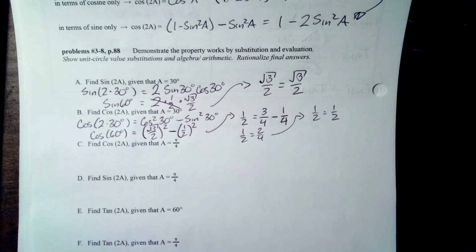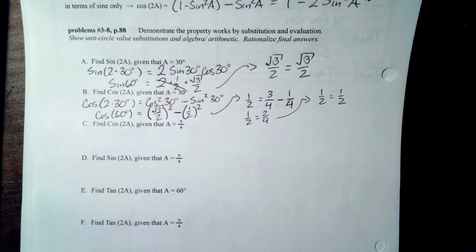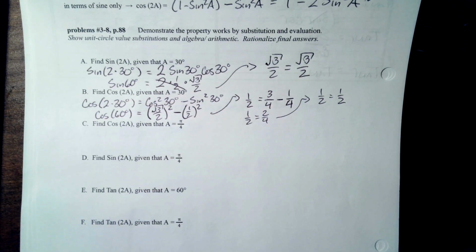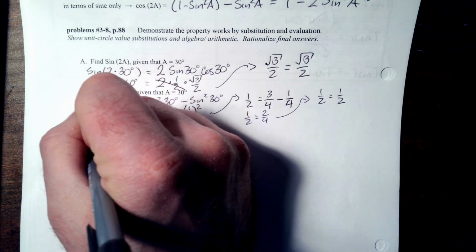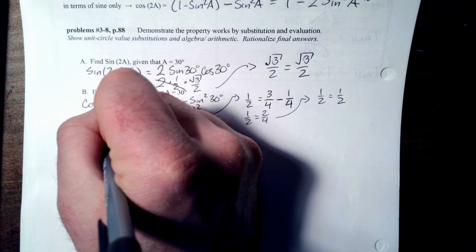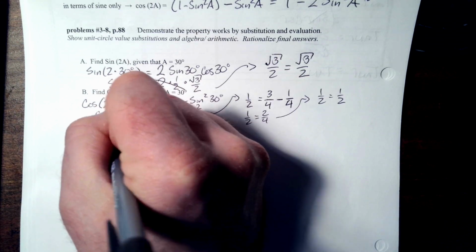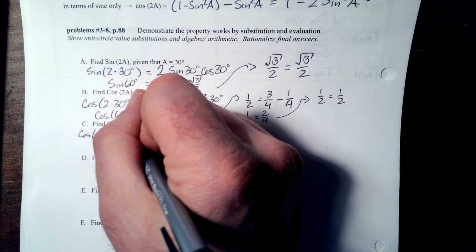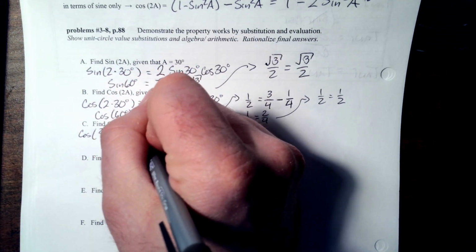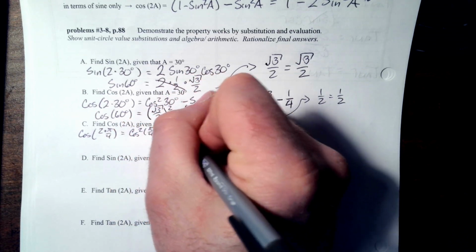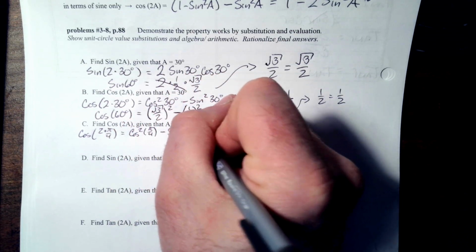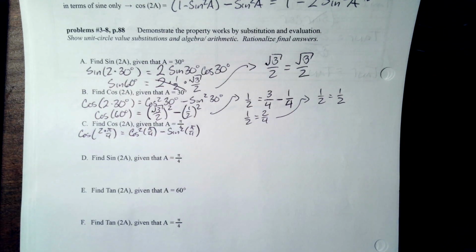We can do the same thing in radian mode. Find the cosine of 2 times an angle, given that our angle is pi over 4. So the cosine of 2 times pi over 4 is going to be the cosine squared of pi over 4 minus the sine squared of pi over 4. Remember, pi over 4 is like a 45-degree angle.